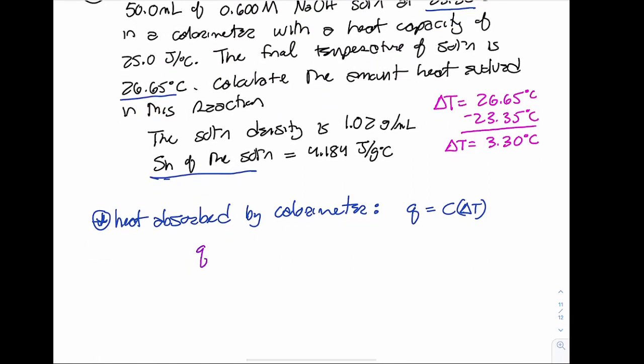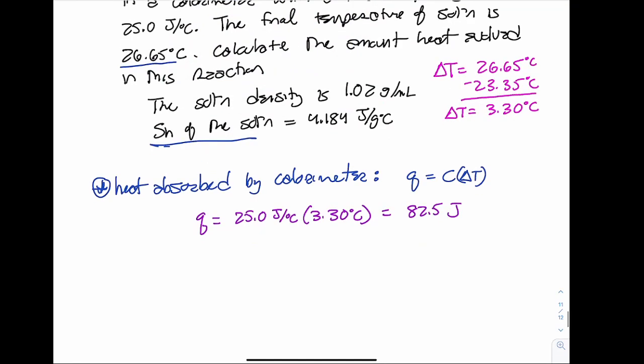So heat absorbed by the calorimeter is going to be my heat capacity, which is up here somewhere, 25.0 joules per degree Celsius, multiplied by my temperature change. My degrees Celsius are going to cancel. I'm grabbing my calculator. And I get 82.5 joules. So that's the amount of energy that is being absorbed by my calorimeter.